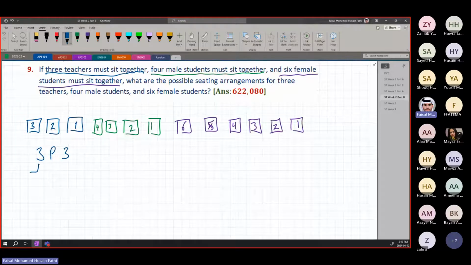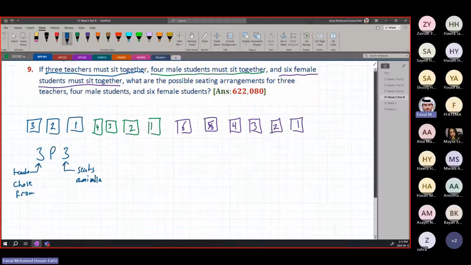We have three teachers to choose from, all right? And we have 3 seats available. So this is like seats available and teachers to choose from. Okay, so we have 3 teachers to choose from, and we can put them in 3 seats there. All right, just so I can explain this equation.